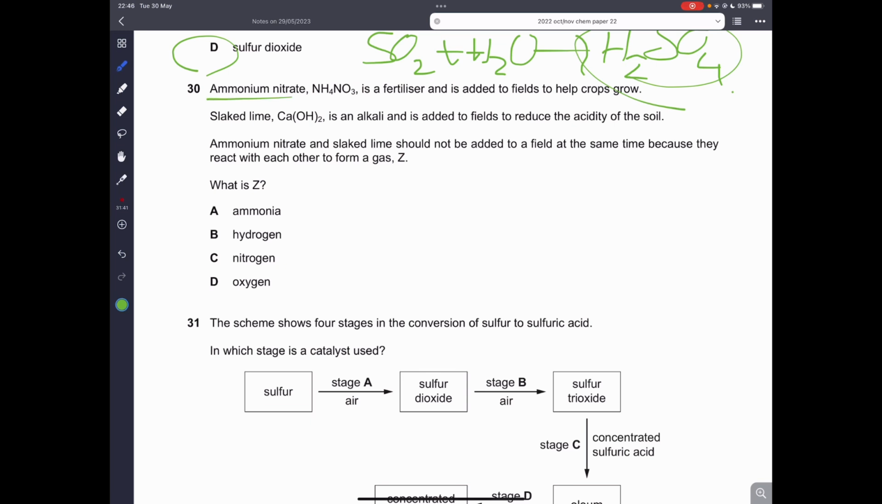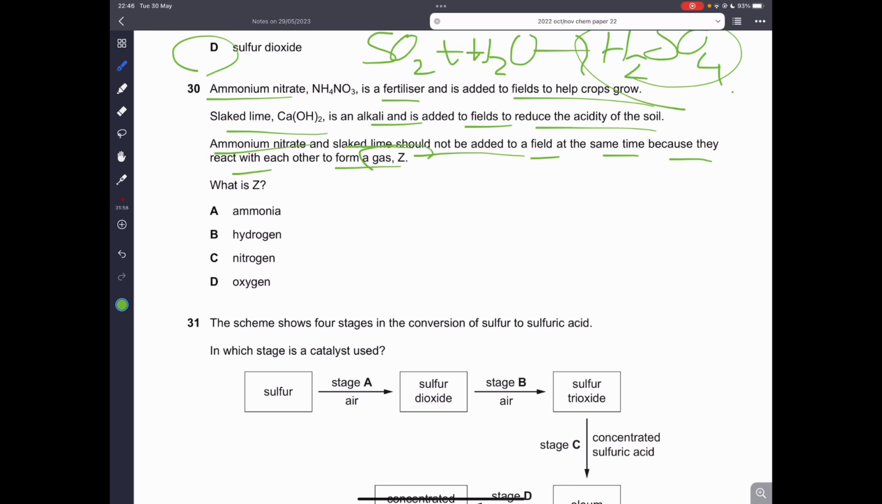30. Ammonium nitrate is a fertilizer. It is added to soil to help crops grow. Slaked lime is an alkali and is added to soil to reduce acidity. Ammonium nitrate and slaked lime should not be added to a soil at the same time, because they react with each other to form a gas C.